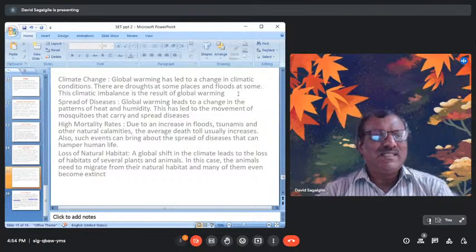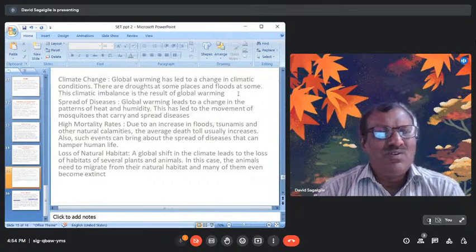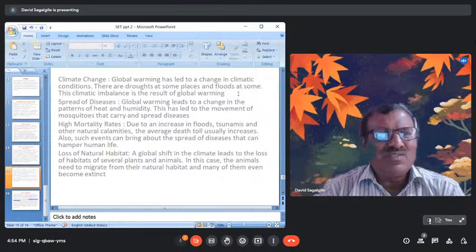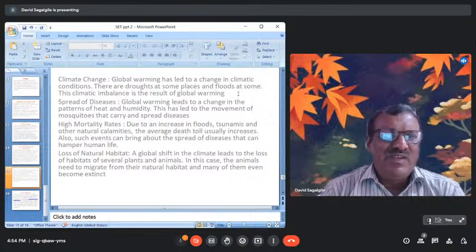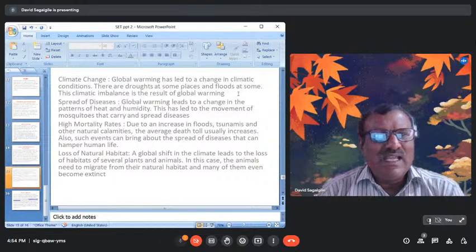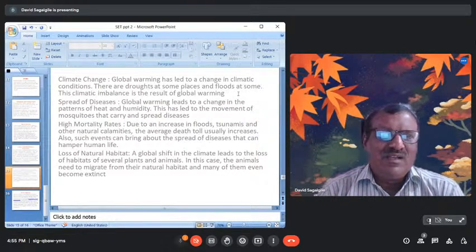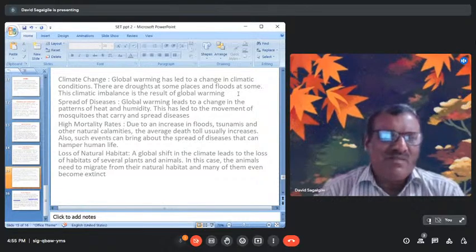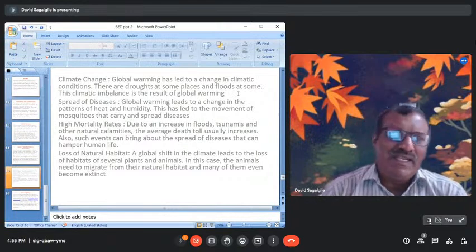And then the next thing that happens is loss of natural habitat. A global shift in the climate leads to the loss of habitats of several plants and animals. Several plants and animals which had their living in a particular place, that habitat itself is destroyed. In this case, the animals need to migrate from their natural habitat, and many of them even become extinct. So most of the animals have to leave one particular place and go into another. At the same time, most of the animals and birds are getting extinct day by day. They are getting disappeared day by day.